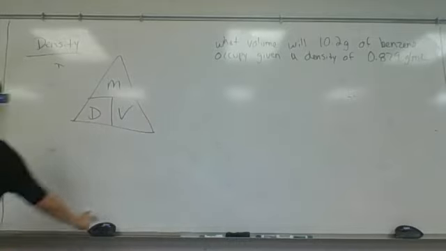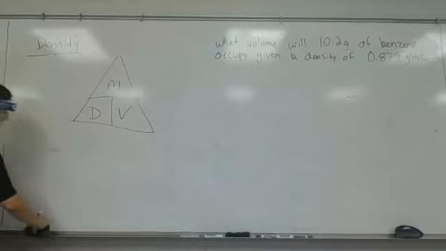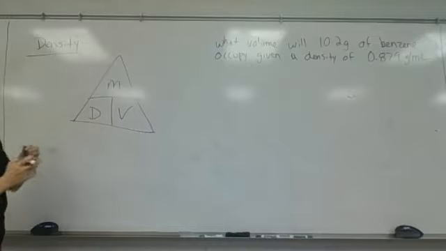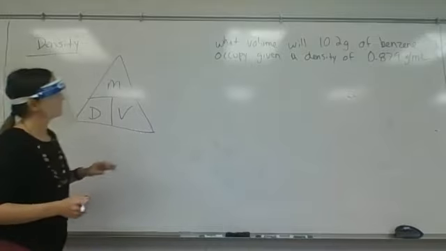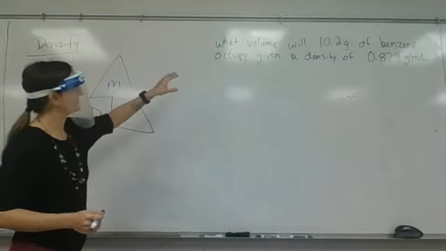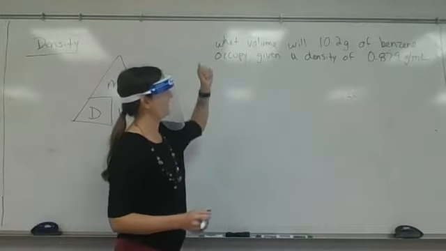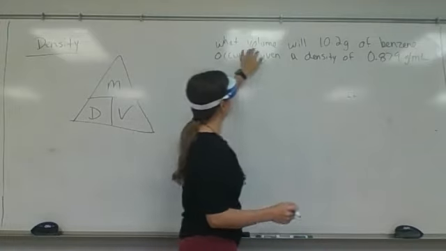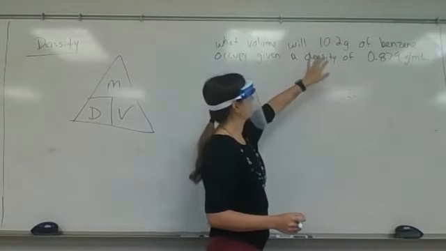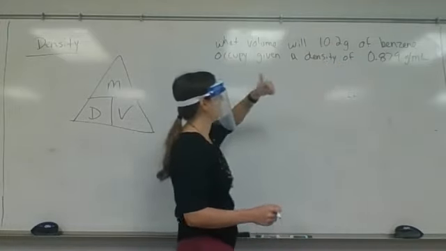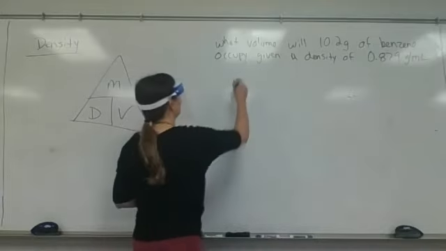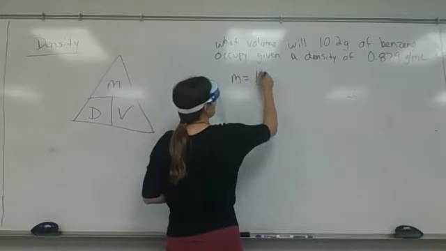For this one, I wrote a triangle over here that we're going to use to help rearrange the equation. You'll see why in a second. So I'm going to start by figuring out what I have here. Okay, so it's asking what volume will 10.2 grams. So what is 10.2 grams? Is that the density, the mass, or the volume? You already beat me to it. Mass, yes. So that's going to be my M.